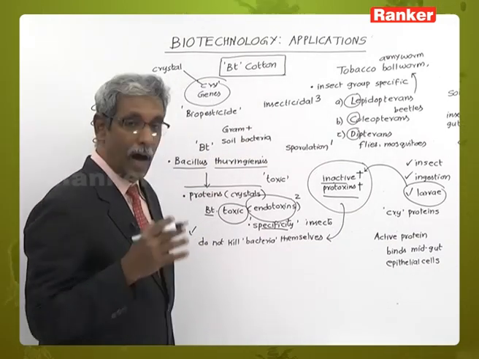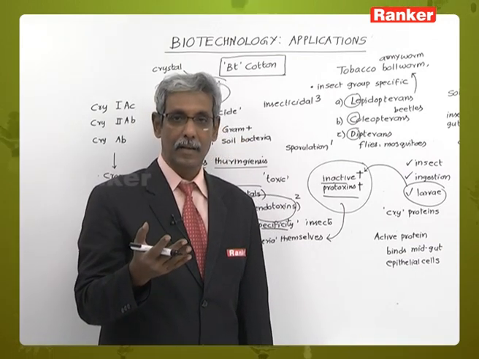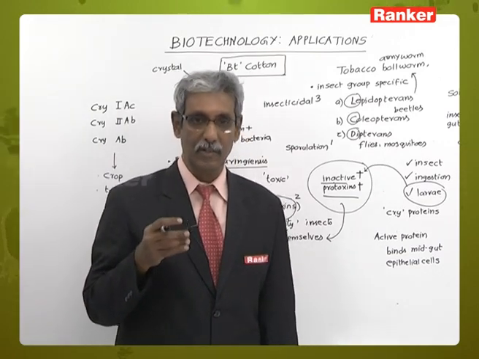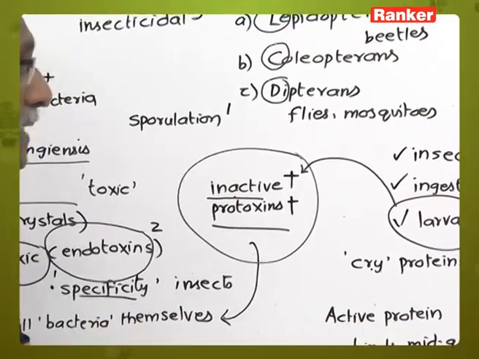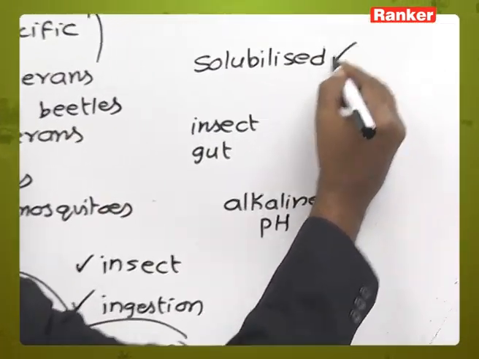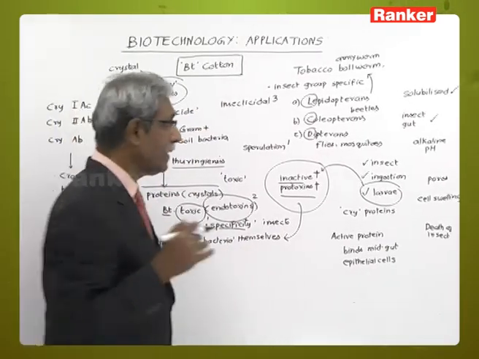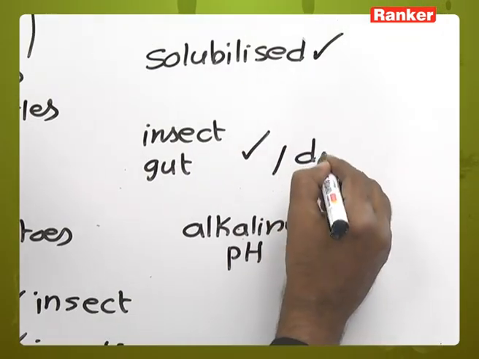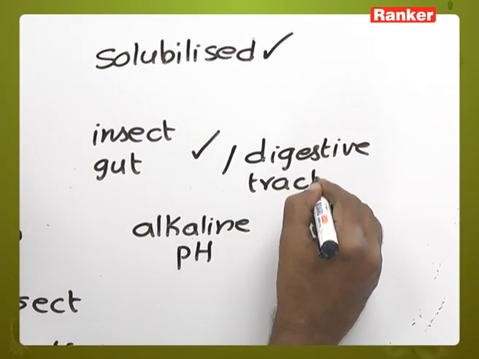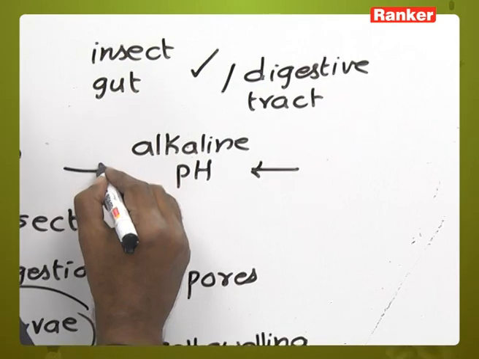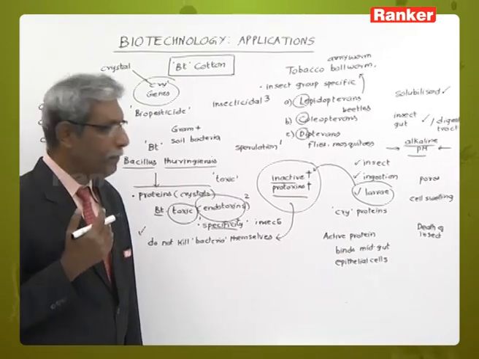The crystals are denatured. That is, from the inactive state they go into some other state. You know about proteins, primary structure, secondary structure and tertiary structure. So, the toxins are solubilized in the insect gut, that is, in the digestive tract. Once they are there, the most important thing is that they are activated under alkaline pH.